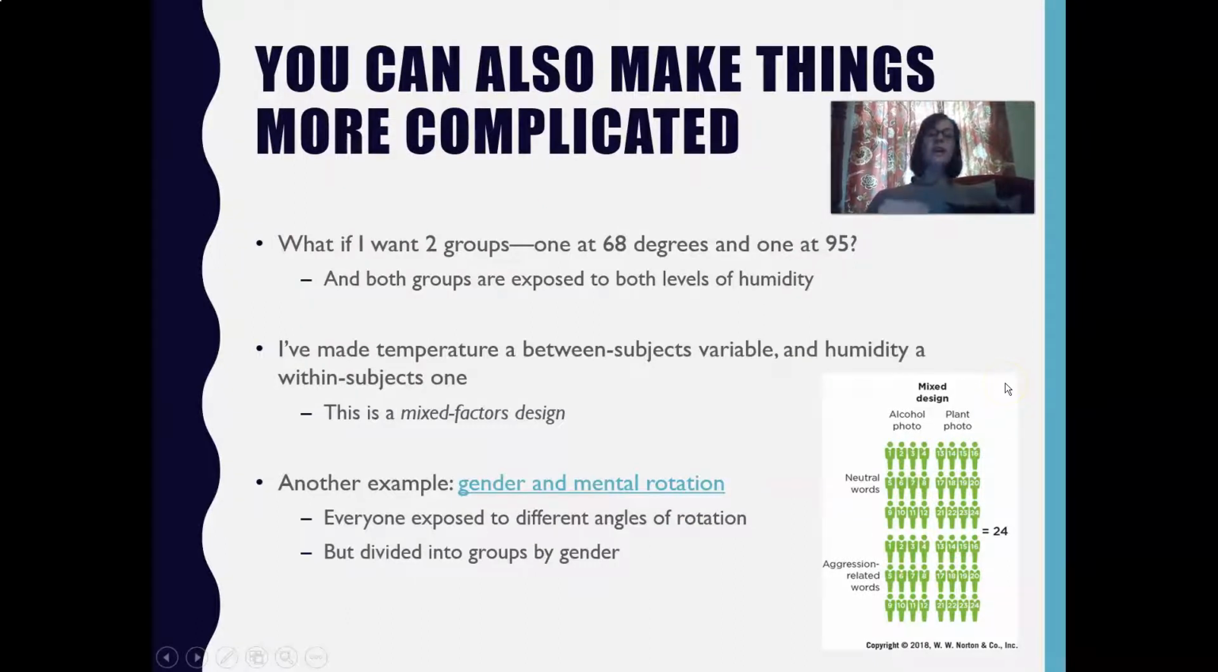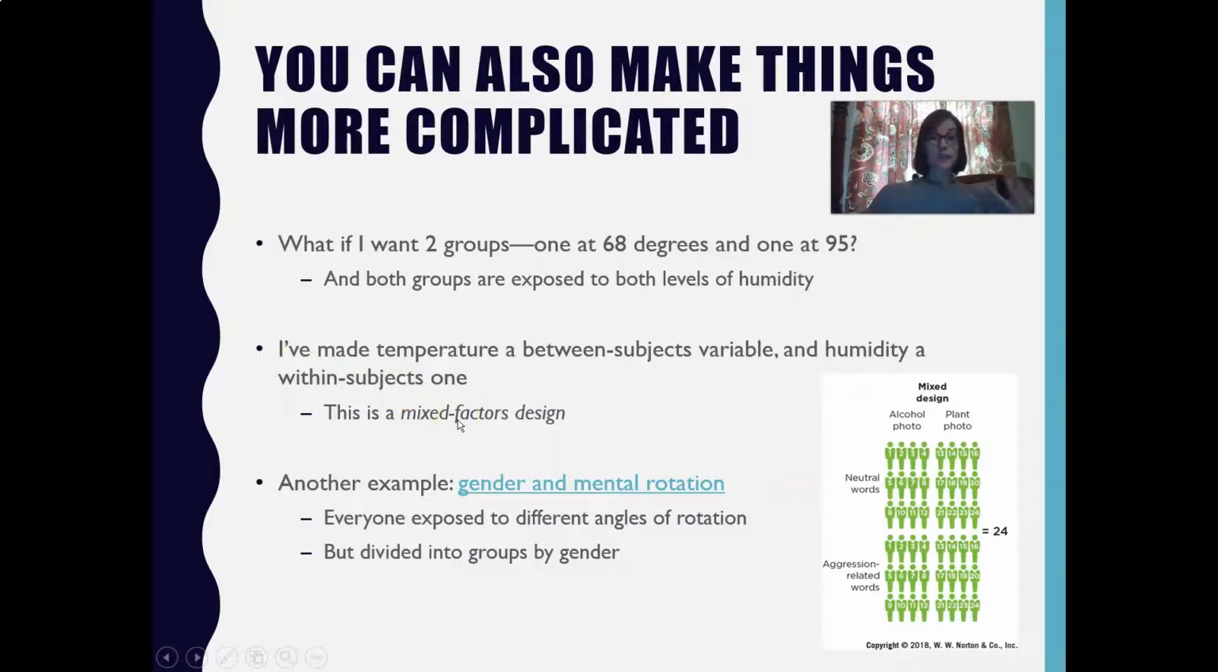Now, you can actually make things more complicated if you want. What if I want two different groups? I want one group that is always getting exposed to a 68 degree temperature. Remember, we're in Fahrenheit here. And one group that gets 95 degrees, like in my temperature experiment. And let's say that both groups are exposed to both levels of humidity. So in this particular case, I've divided people up into groups based on temperature, but everybody gets exposed to all possible levels of humidity. So basically I've made temperature a between subjects variable, and I've made humidity a within subjects one.